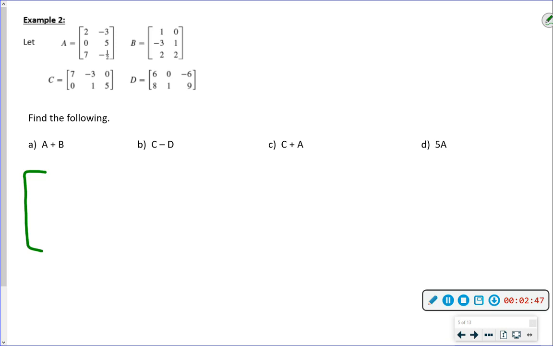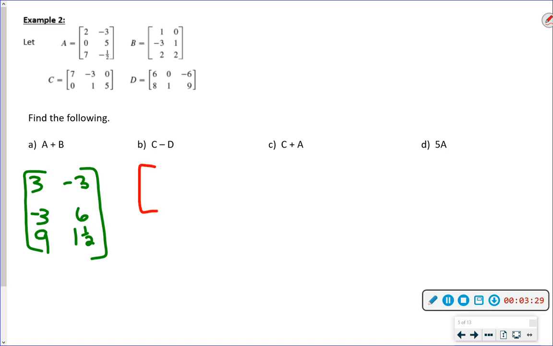Now all we're doing is matching up the numbers and adding them. Now A and B are the same size, so I'm just going to start adding. 2 plus 1. And it doesn't matter if you go across or up and down first. You just have to do all the corresponding parts. 0 plus negative 3. 7 plus 2. Now I'm going to do the other column. Negative 3 plus 0. 5 plus 1, and we're going to live on the edge with a fraction. What's negative a half plus 2? 1 1/2, 3 halves. I don't care how you write it. That is matrix addition.